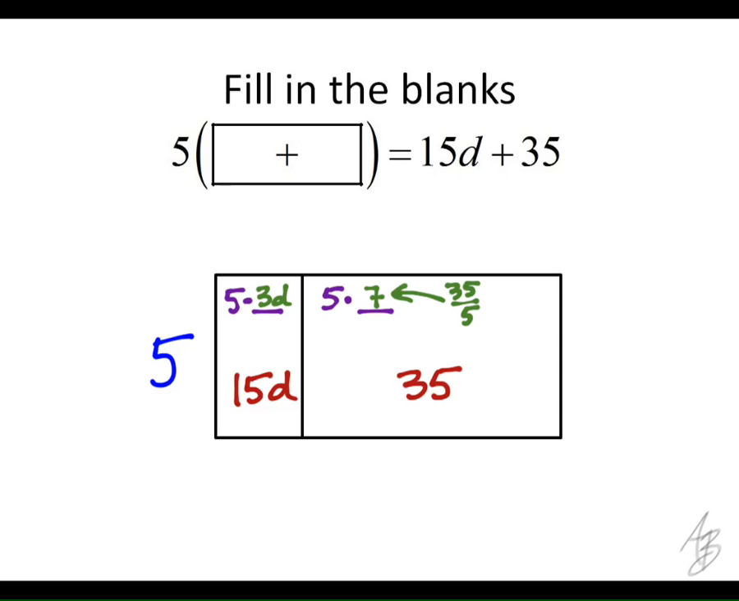All right, so now that we know what we multiply by 5 to get each of those areas, what's the length or the width of this part going to be right here? That's 3D. And what's the width of this one going to be? 7. So then what are we going to put in the blanks here? 3D plus 7. 3D plus 7.